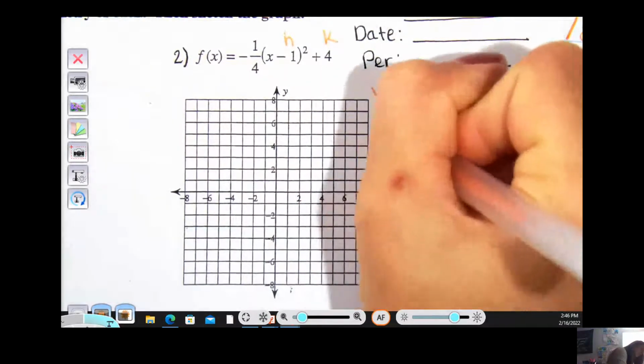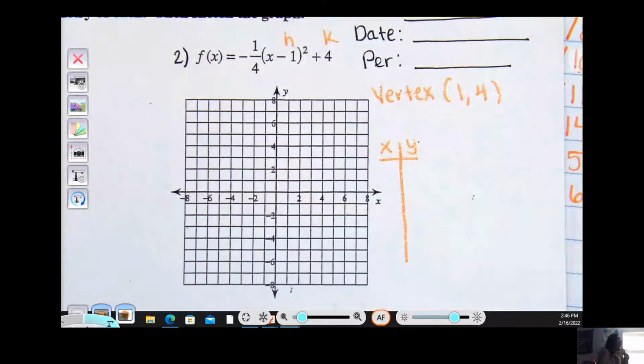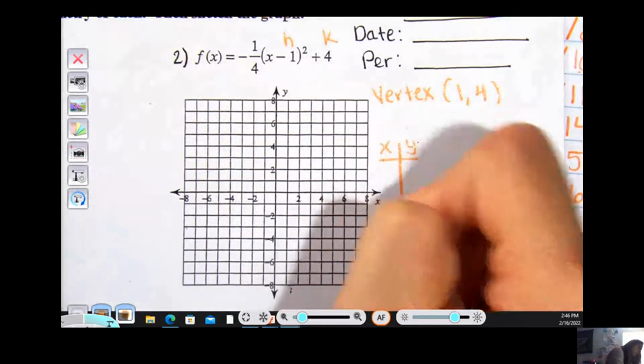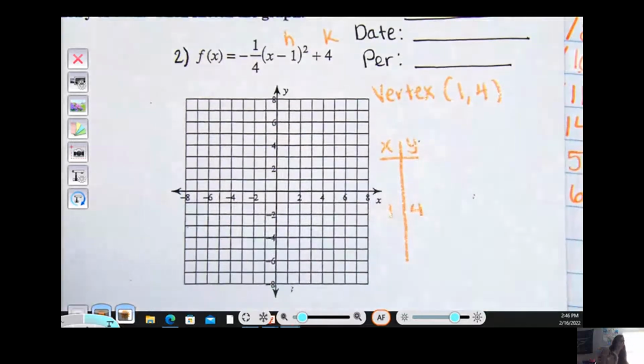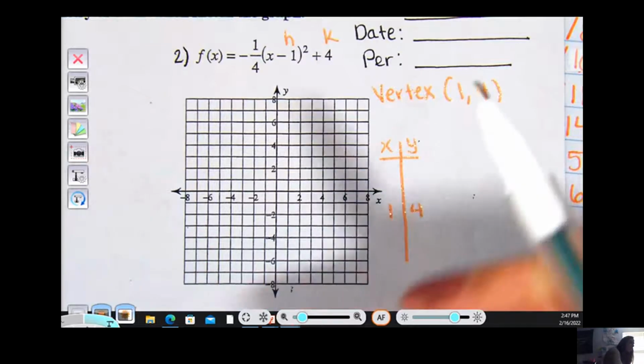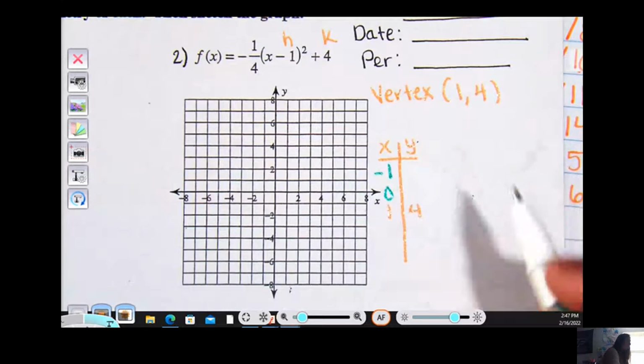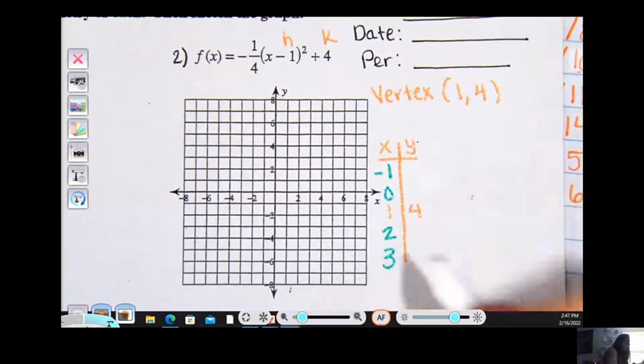X and Y. Where does that vertex need to go? In the middle. So you have 5 values in your baby T-chart. The vertex is going to go smack dab in the middle. 1, 4. And then I need to pick values to use around that vertex. 0 and negative 1 is going to go before 1. And then what's after 1? 2 and 3.